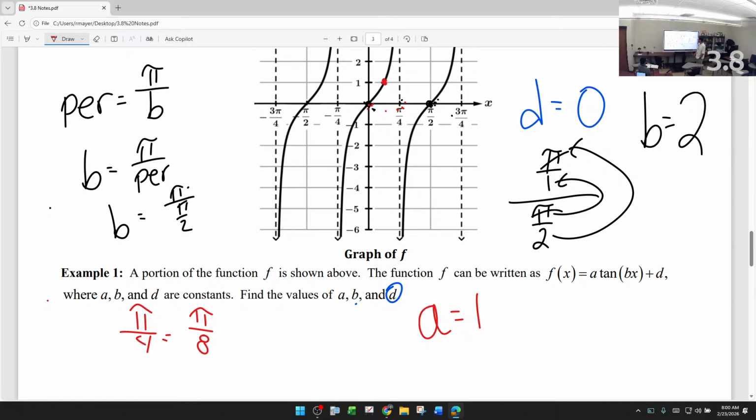So her question was, is A different than the amplitude? Tangent doesn't have an amplitude officially. Amplitude's how far the maxes and the mins go, and these don't have maxes and mins.